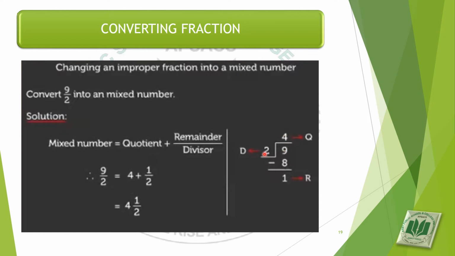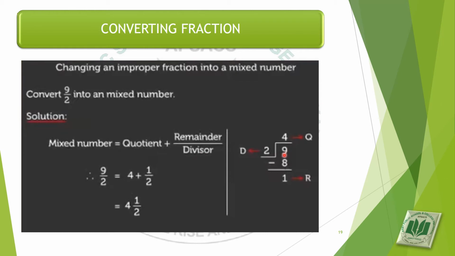This is the divisor. So when we divide 9 by 2, 2 4s are 8. The 4 is called the quotient. When we subtract 9 minus 8, we get the remainder 1. Now from here we will write our mixed number. How will we write this mixed number?